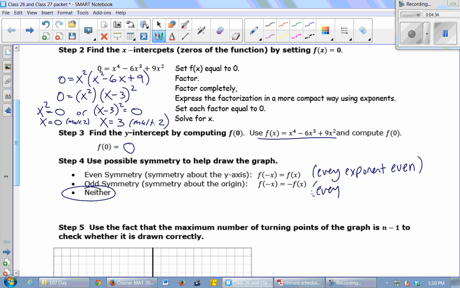For a polynomial to be odd, every exponent has to be odd. Now, this shortcut only works for polynomials, so just keep that in mind when we move on to another chapter. This shortcut is only for polynomials.